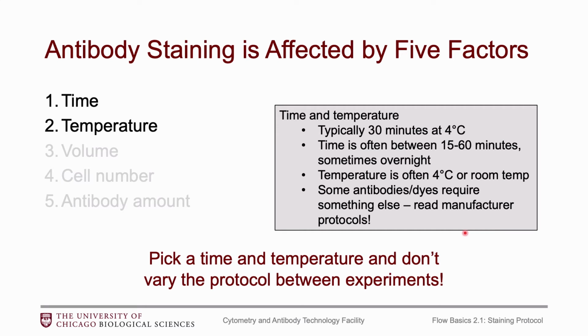Sometimes people will stain at room temp instead of 4 degrees. So again, I do recommend reading the manufacturer protocols, but typically you can just pick a time and temperature, stick with that, do that for all of your experiments, and in rare cases, for some antibodies, you might need to alter that. But for surface markers, in my experience, I always do the same thing and it generally always works.